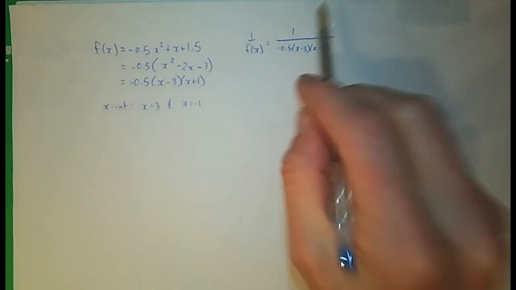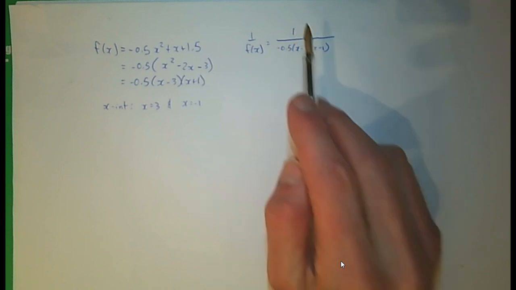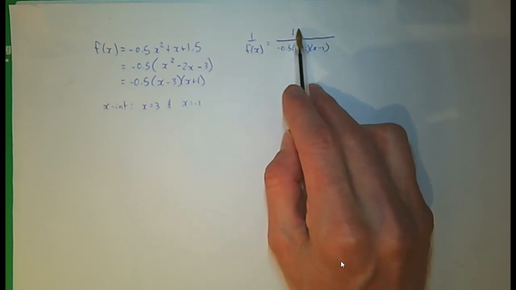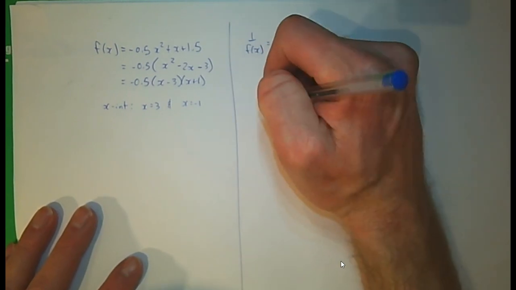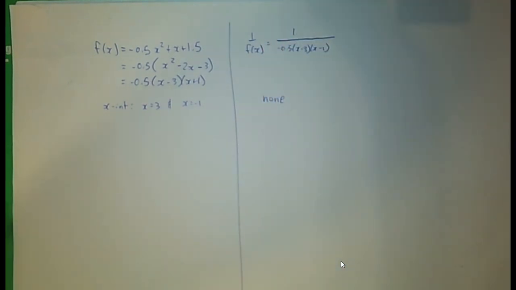Now, if we take a careful look at the reciprocal, we can see that there are no values of x that are going to make the numerator equal to 0. So for the reciprocal function, there are no x-intercepts. None.